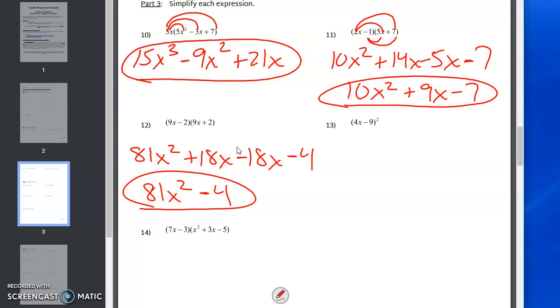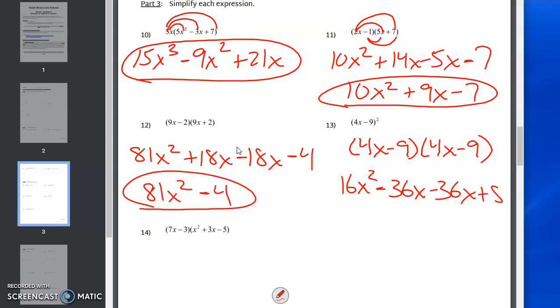Whenever you have a binomial squared, you absolutely have to write it twice. You do not distribute the exponent. You do not distribute it. You have to write the parentheses down twice and FOIL. This becomes 16x squared minus 36x minus 36x plus 81. 4x times 4x, 4x times negative 9. Negative 9 times 4x, negative 9 times negative 9. It's FOILing just like you did in the previous 2 problems. And then we're going to combine our middle terms.